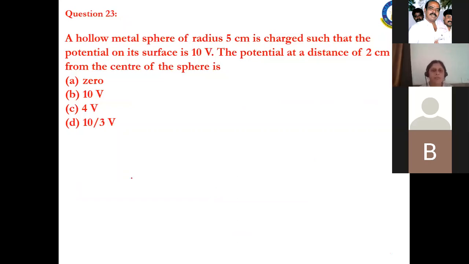So read the question first. A hollow metal sphere of radius 5 cm is charged such that the potential on its surface is 10 volts. Now the potential at a distance 2 cm from the center of the sphere. Understand the question properly: hollow metal sphere of radius 5 cm. The potential is asked at a distance 2 cm from the center, which means this point is inside the sphere, right?